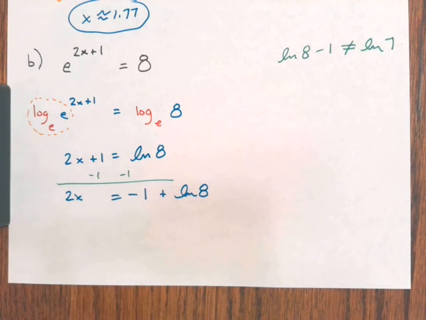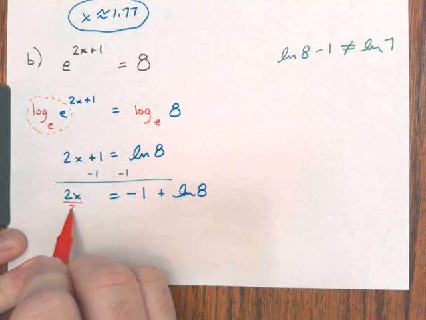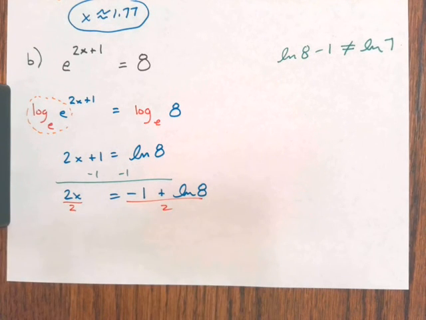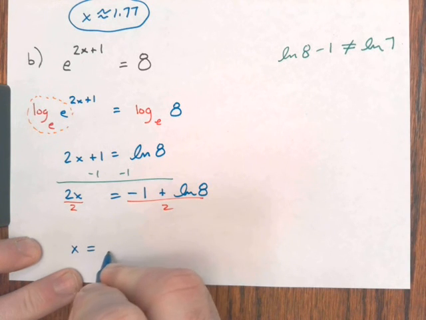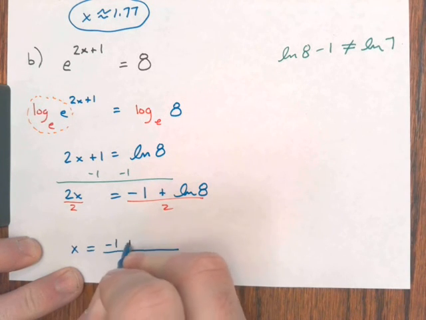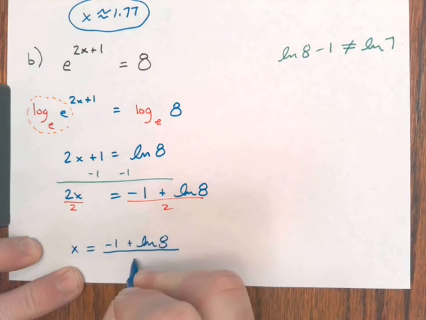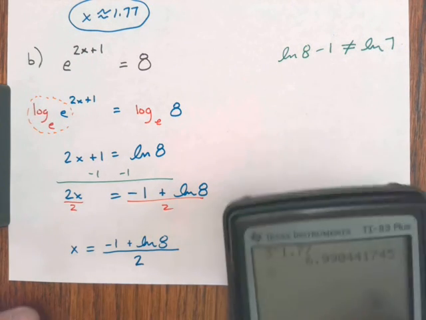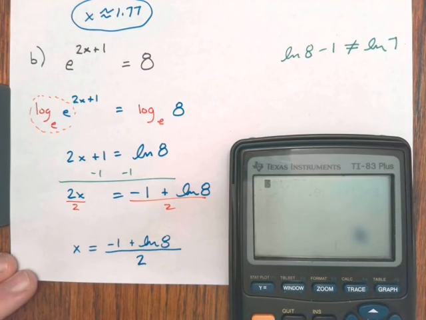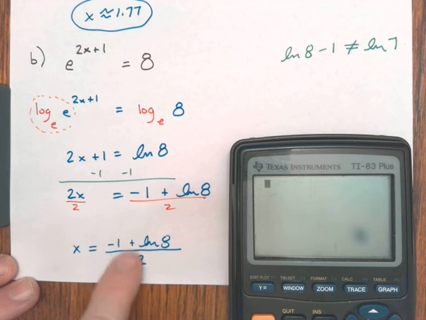We are solving for x here, so we do have one more step. We do need to divide everything on both sides by 2. That would give me x is equal to -1 plus the natural log of 8, all of that over 2. That's the exact answer. Can't really simplify that anymore, but we are going to throw this into our calculator, and we are going to come up with our decimal rounded to 2 decimal places.